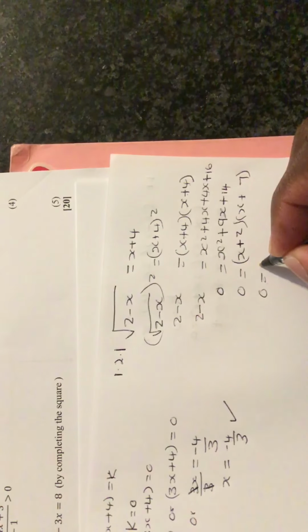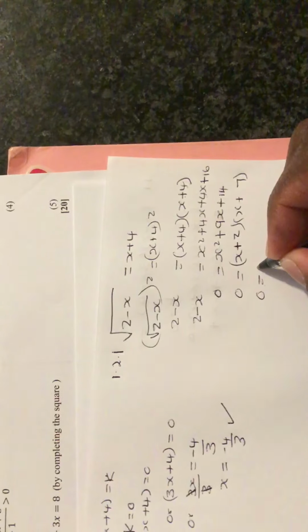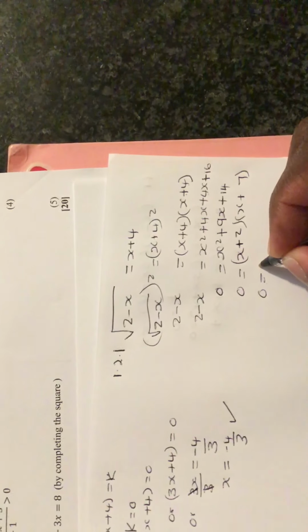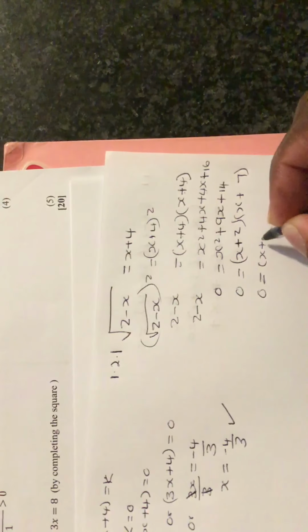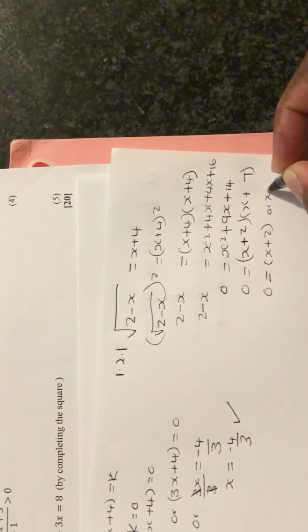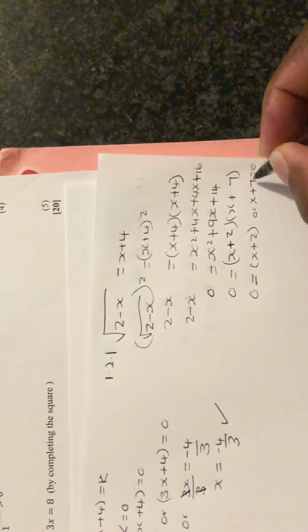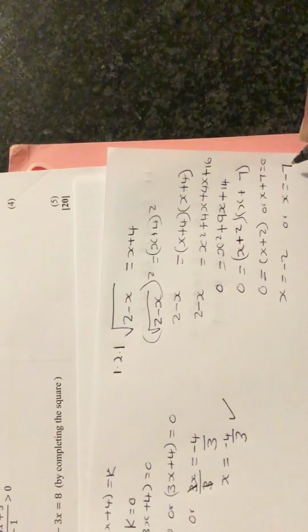And now the answer will be x plus 2 equals 0, or x plus 7 equals 0. So this one will be x equals negative 2, or x equals negative 7.